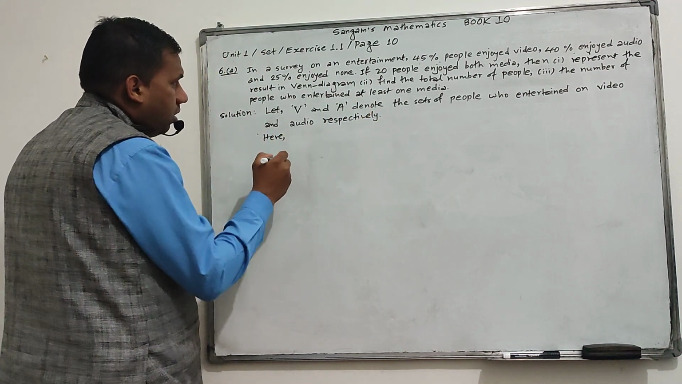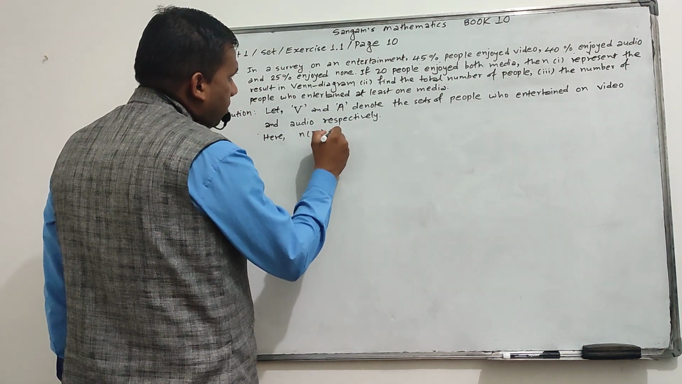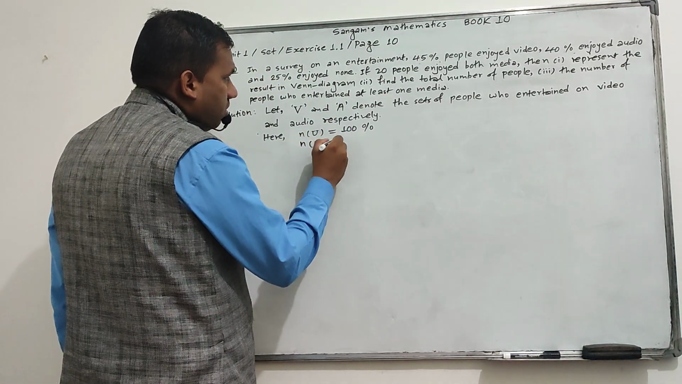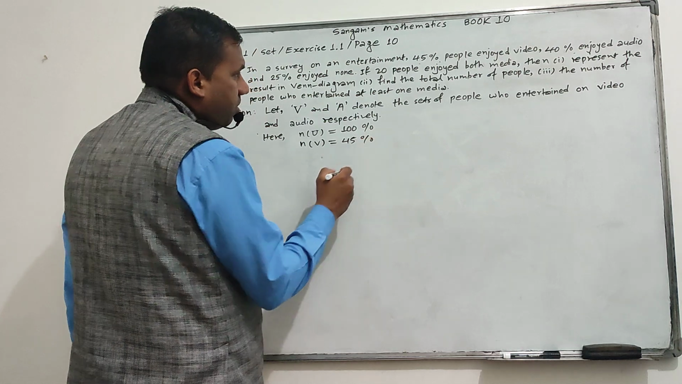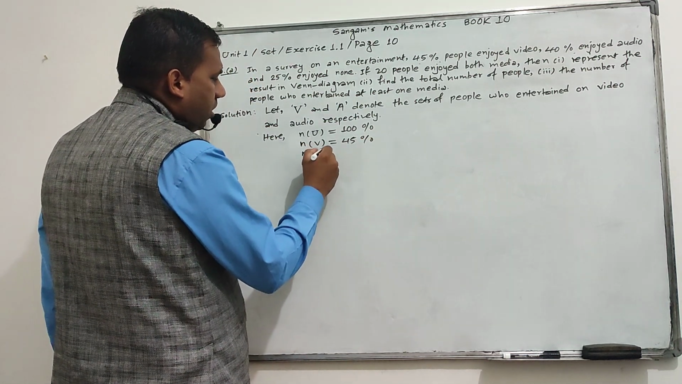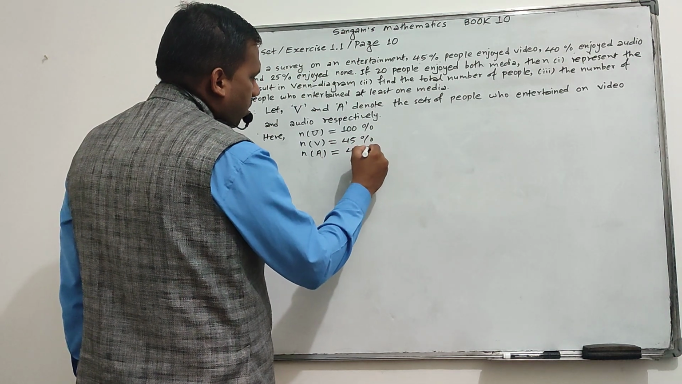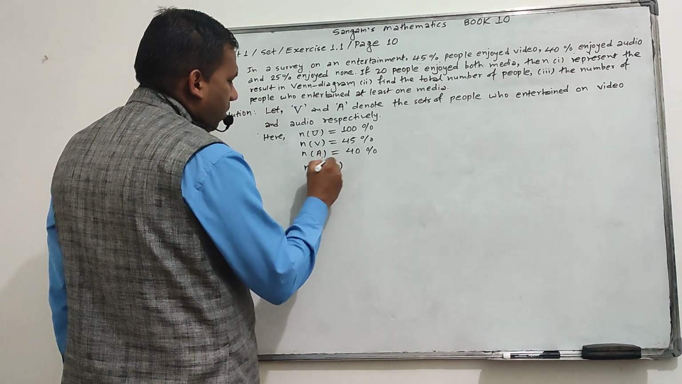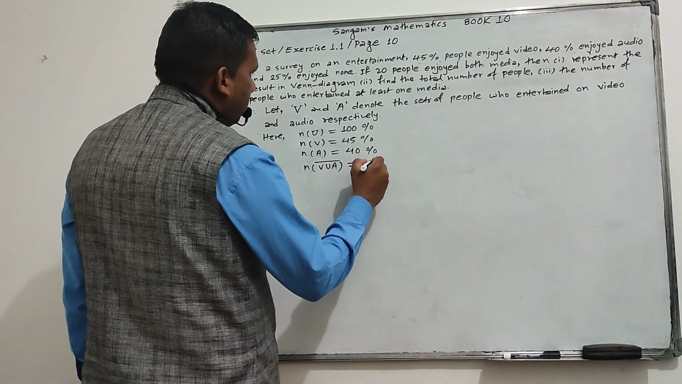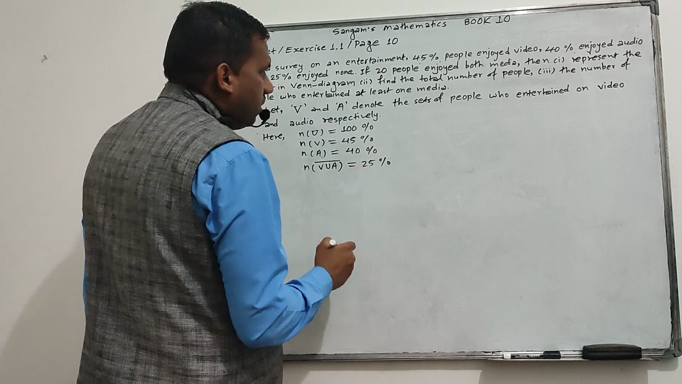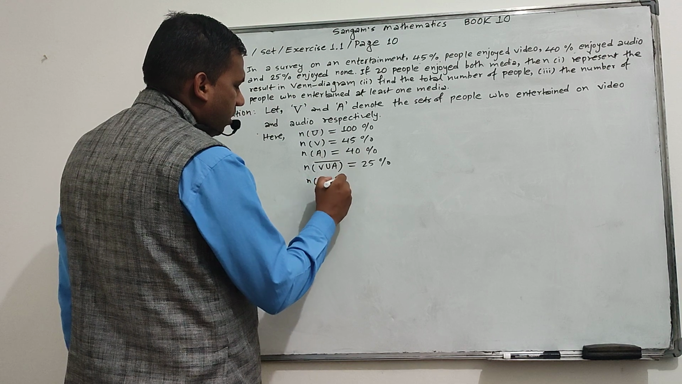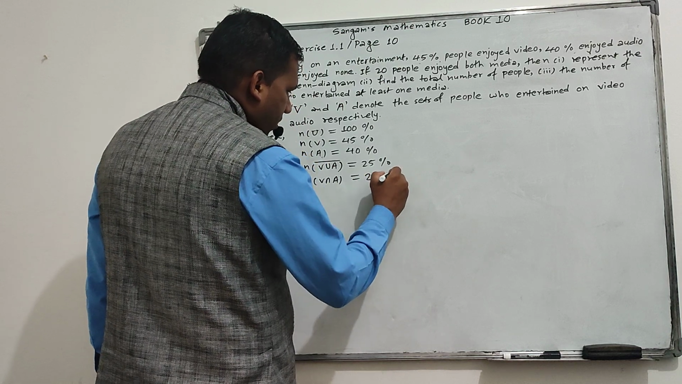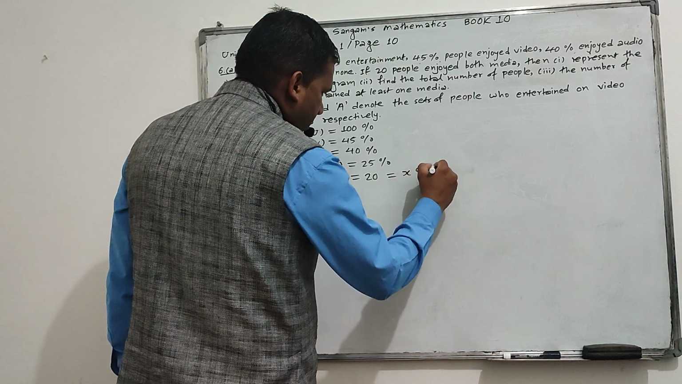Here n(U) equal to 100%, n(B) equal to 45%, n(A) equal to 40%, n(B union A whole complement) equal to 25%, n(B intersection A) equal to 20, equal to X percent.